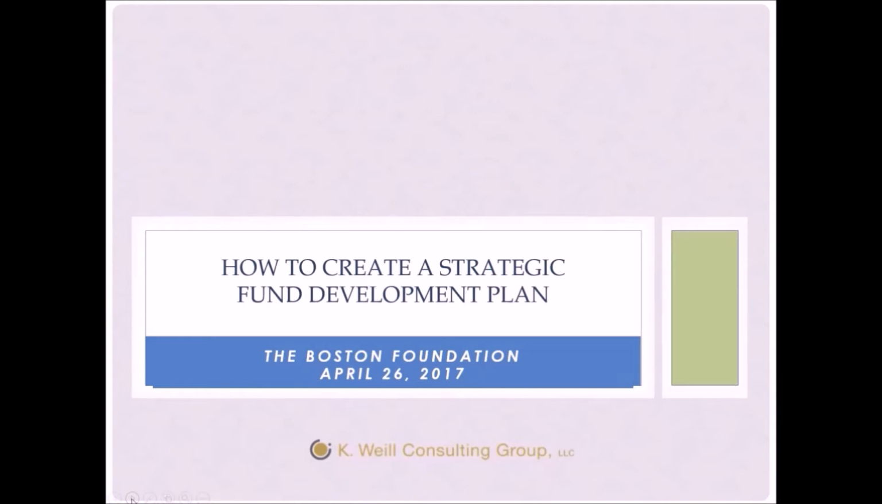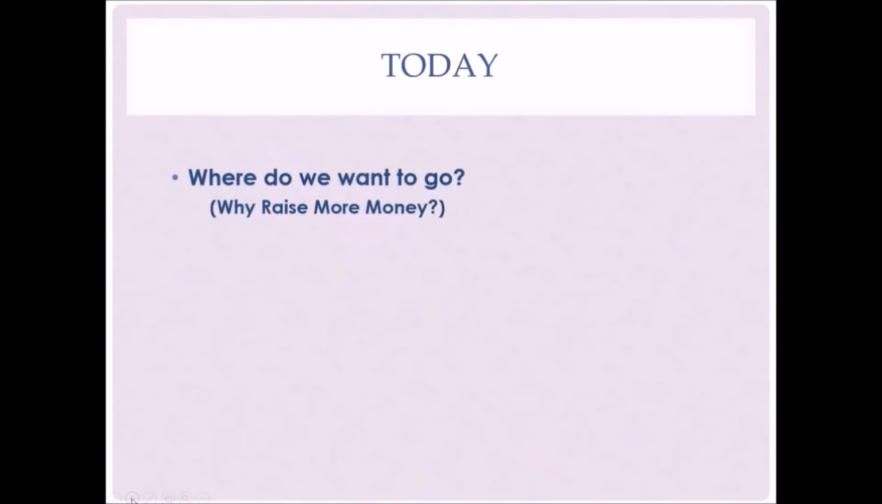So what I'd like to do is dive right in and tell you how I'm going to frame today's discussion. I want to divide it into three areas. The first area, which I'll cover pretty briefly, is where do we want to go? Where does your organization want to go? What are its organizational goals, which should come out of a strategic plan? Essentially, why do you need to raise more money? That's really a critical first step before we can even create a plan.